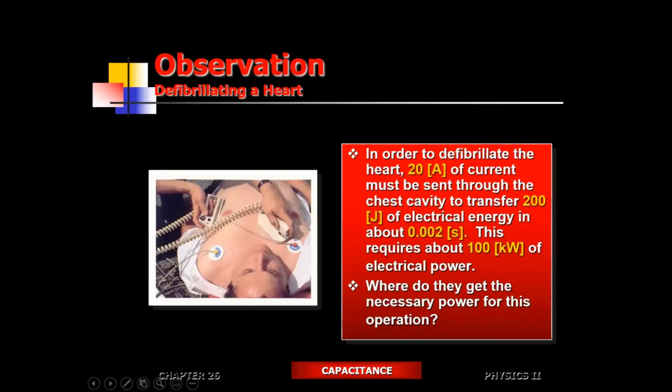All right, so the things to go over. Capacitors. They're charge storage devices. They've got tons of applications all over the place. One of them is defibrillators.